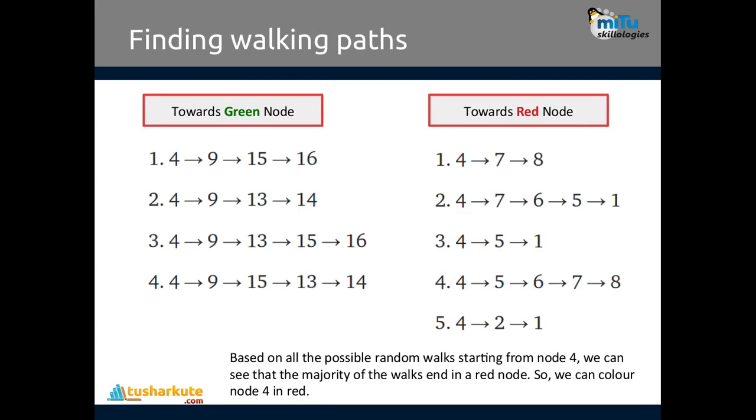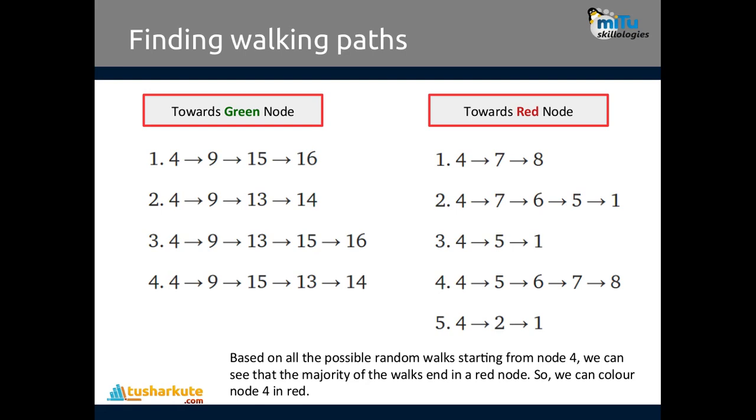Check it out. These are the paths which I have given, walking paths from 4 to 16, 4 to 15, 14, and in red 5 are possible there. If you want to go to 1, 3 paths are there. Based on all the possible random walks starting from node 4, we can see that the majority of the walks end in the red node. So we can color 4 red. This is how the label propagation algorithm works.